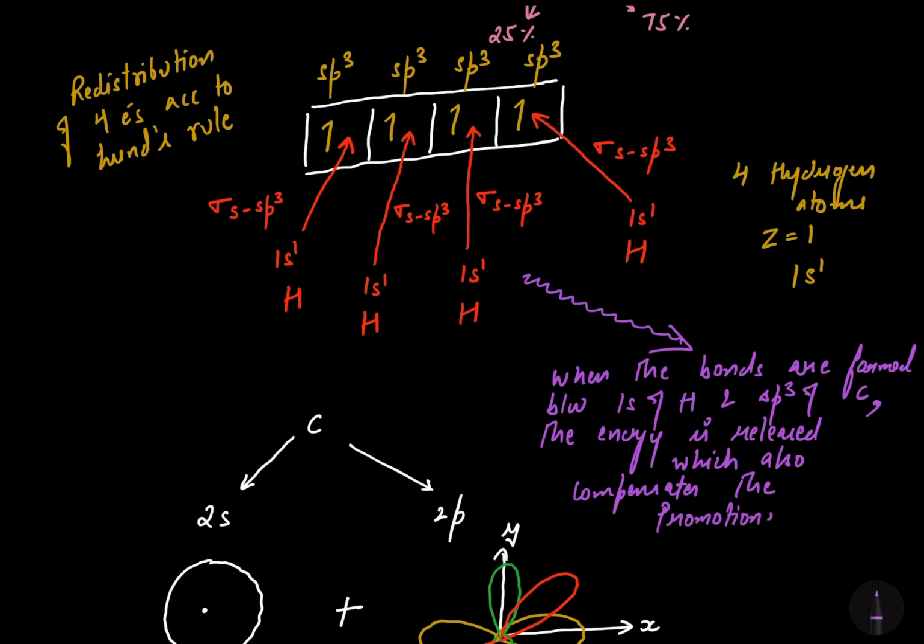And this is a very important point. The energy released during the formation of bond between the 1s of hydrogen and the sp3 of carbon, obviously it's an exothermic process, and the energy is released, and the promotional energy also gets compensated. If promotional energy is not getting compensated, that means the formation of that molecule is also not possible.